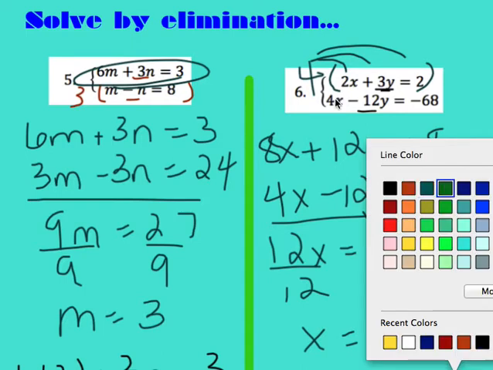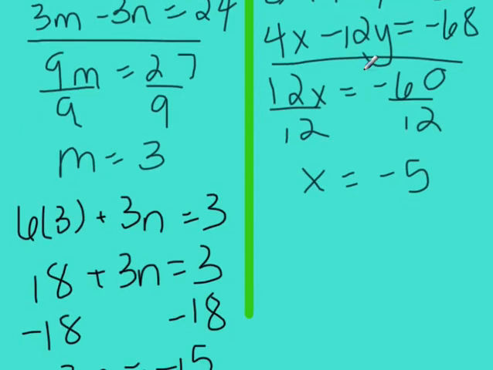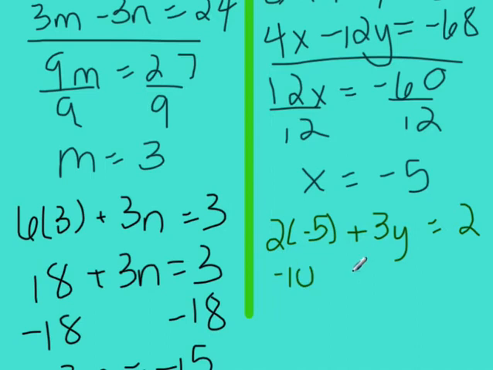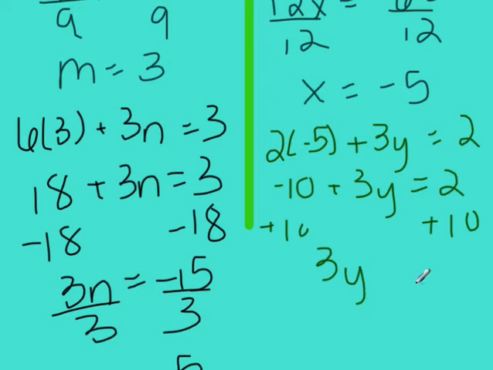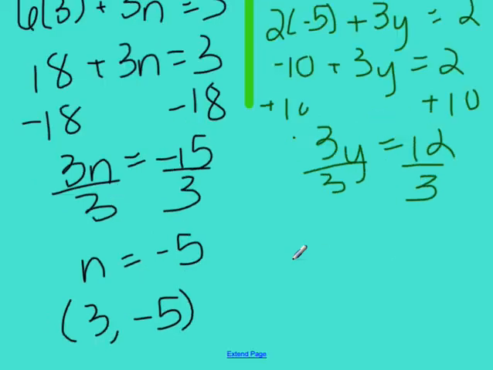So where I see x up here, I can plug in negative 5 to either one of those. I'm going to plug it into the top one. So we take x out and put negative 5 in instead, plus 3y is equal to 2. So we have negative 10 plus 3y is equal to 2. Then I'm going to add 10 to both sides since that 10 is negative. And I get 3y is equal to 12. Divide both sides by 3, and I get that y is equal to 4. So my x is equal to negative 5, and my y is equal to 4. So that represents my solutions.